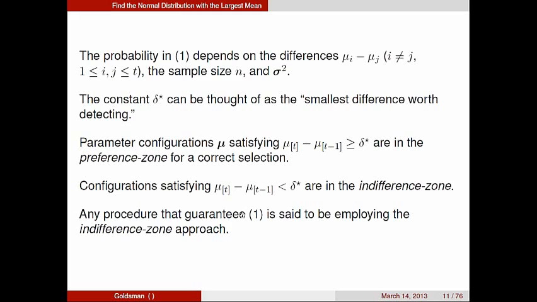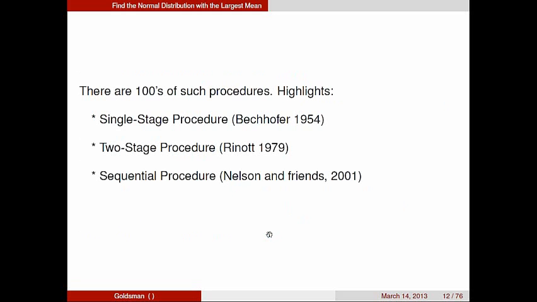And any procedure that guarantees that probability requirement is called an indifferent zone probability procedure. So that's where the term comes from. Okay, there are hundreds of these procedures. A lot of people got tenure based on these procedures. The first one is from 1954.